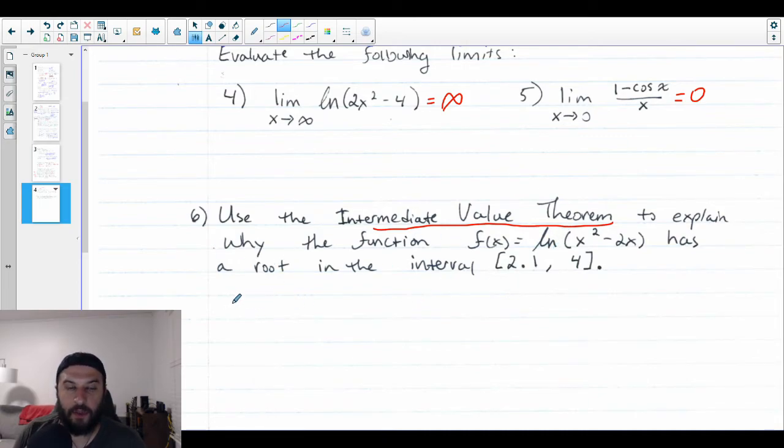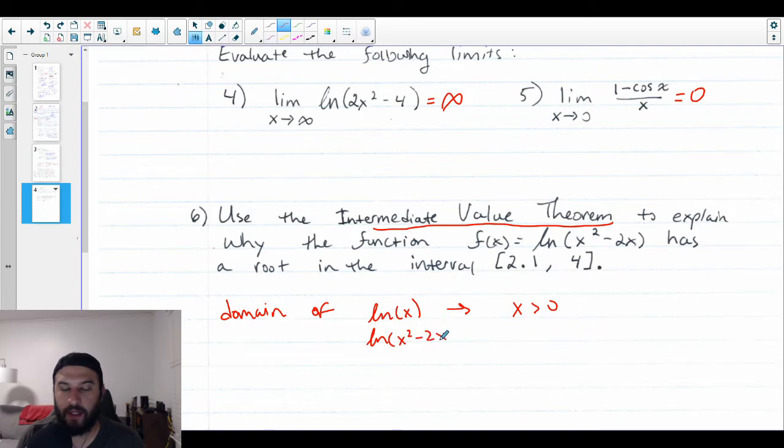So first off, I just want to check the domain. Check for any domain restrictions. For ln of x, you can only plug in numbers that are greater than 0. Okay, so for ln of x squared minus 2x, x squared minus 2x would have to be bigger than 0. Okay, so if we solve this out here, then we get two possible solutions: x greater than 2, or x less than 0.